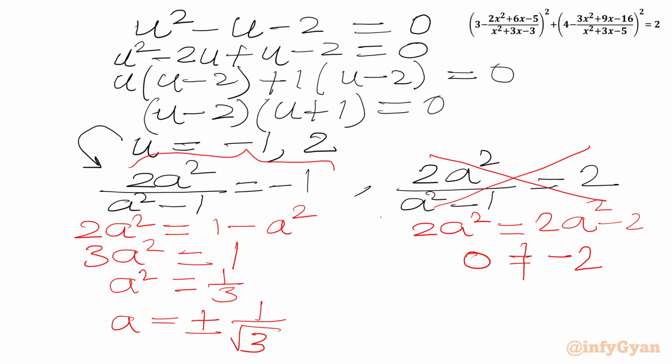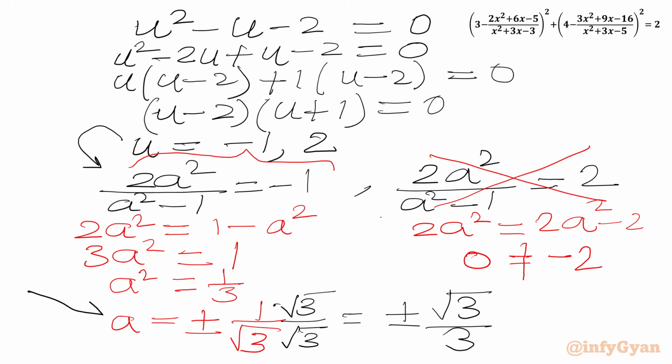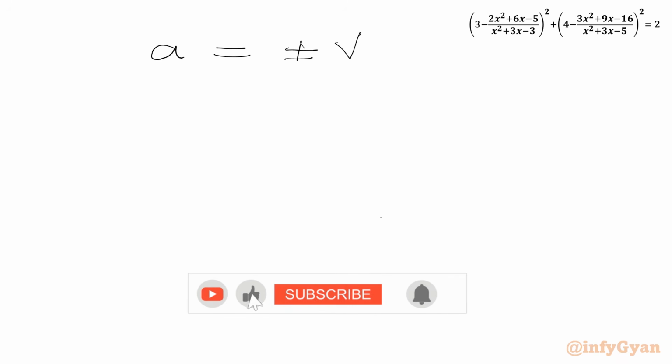Now we can rationalize our denominator by multiplying root 3 in the numerator denominator. We will get plus minus root 3 over 3. So we have a equal to plus minus root 3 over 3. Let me write here plus minus square root 3 over 3.